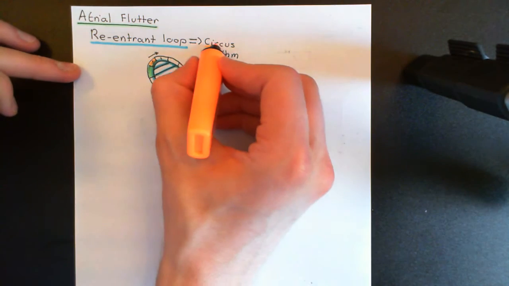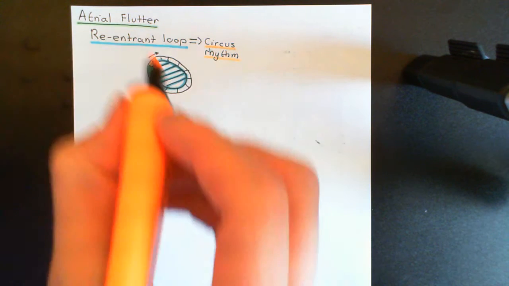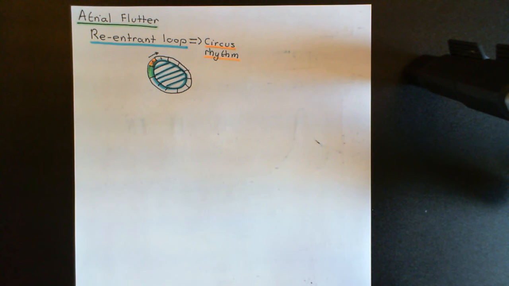So reentrant loops can give rise to circus rhythms where the electrical signal goes round and round and round this loop and regenerates itself continuously. Now note, such a reentrant loop never occurs in the nice healthy heart.